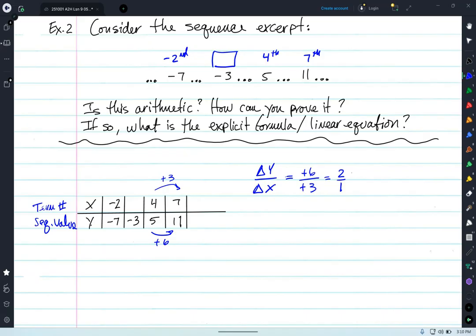Okay, but that was just one. Like that could be a lucky guess. What if we did, let's say I started at the 7th term and I went all the way down here to the negative second term. Okay, here you go. I'm out here at positive 11 and I want to go all the way down here to negative 7.